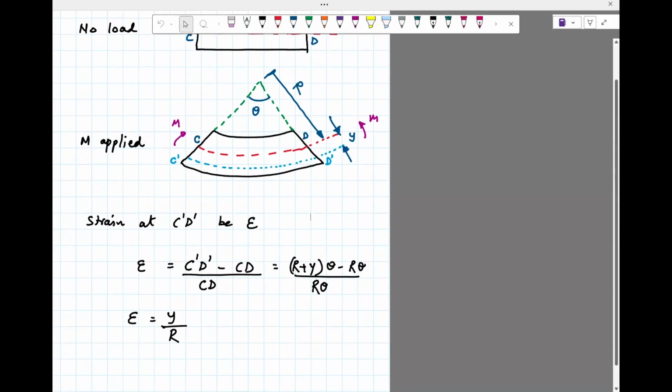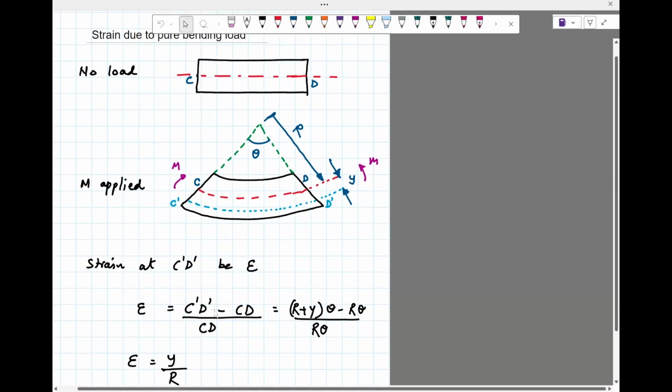Okay. Now, strain, the definition of strain was change in length to the original length. So we'll find the strain in some beam element C prime D prime at some distance y from the neutral axis. So C prime D prime minus CD divided by CD. This is just the definition of strain: the change in length, which is the numerator, divided by the original length.